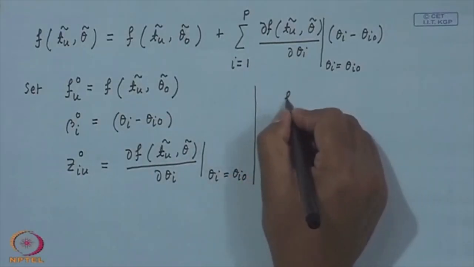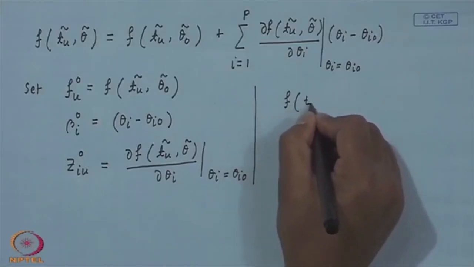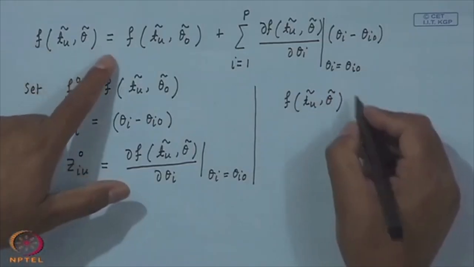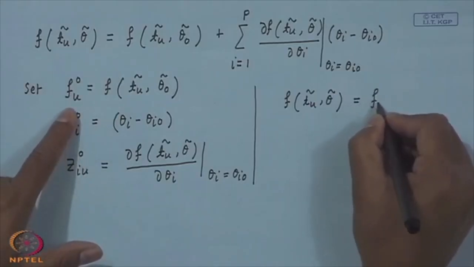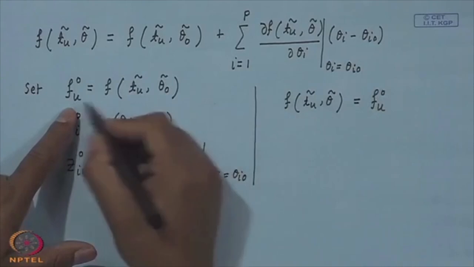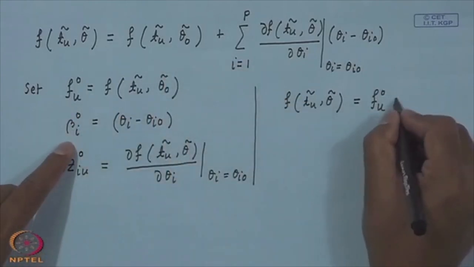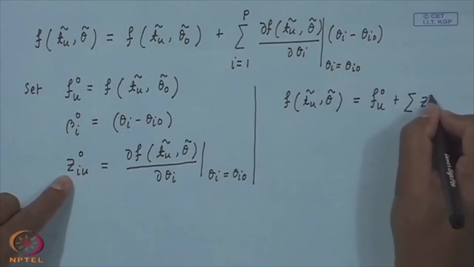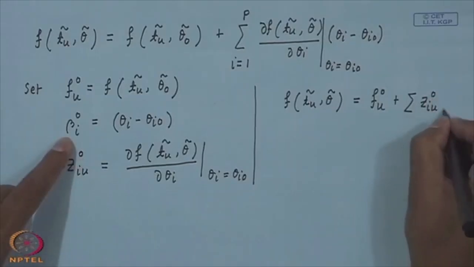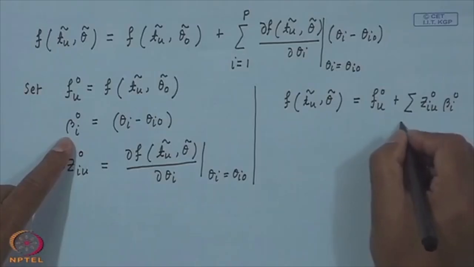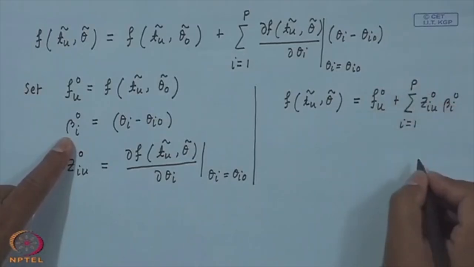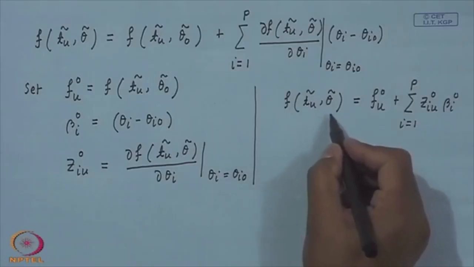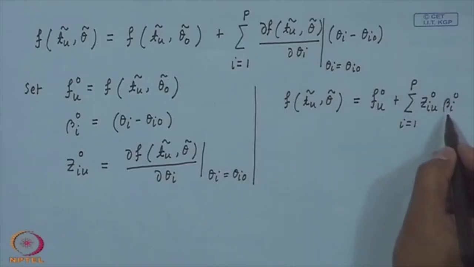say f_u(theta), the nonlinear function, is equal to f_u naught, because f_u naught is this, plus the sum of z_iu naught beta_i naught, where i is from 1 to p. So, this is the linear approximation of the nonlinear function in theta. So, here it is in terms of beta.